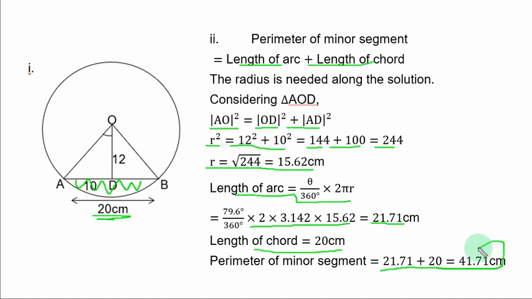Now, assuming you are asked to find the perimeter of the major segment, this is the major segment. So you get the angle here. This angle here is 360 minus 79.6. Then you go ahead and compute that. But here we are asked to find the perimeter of the minor segment, and we stick to that.